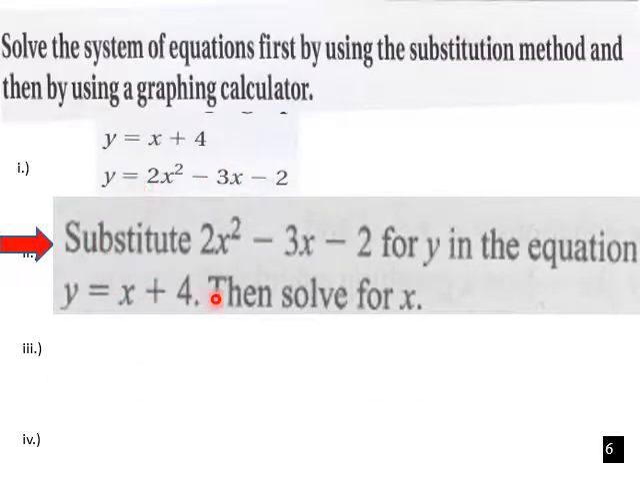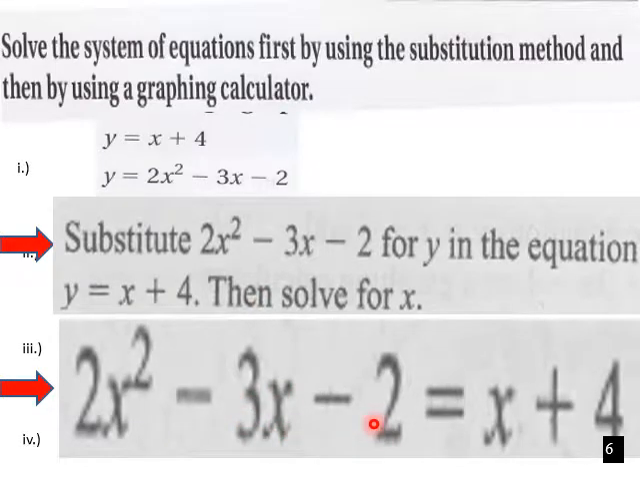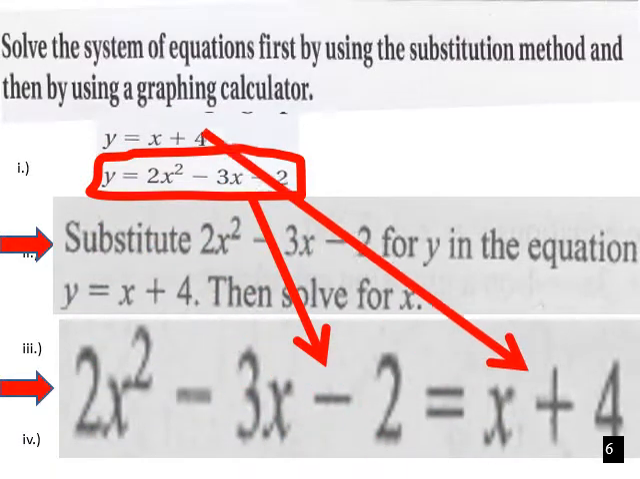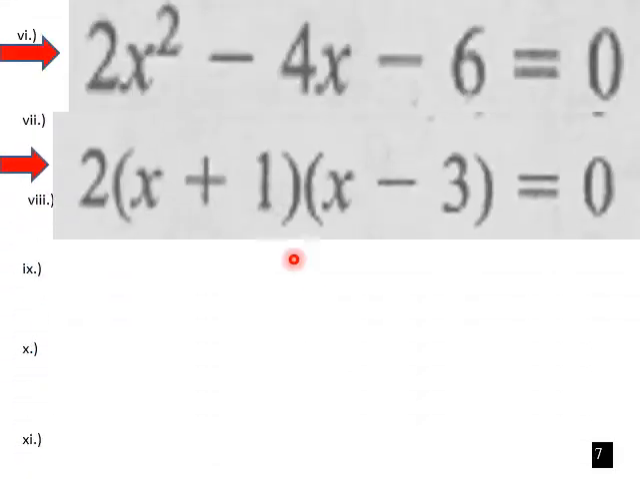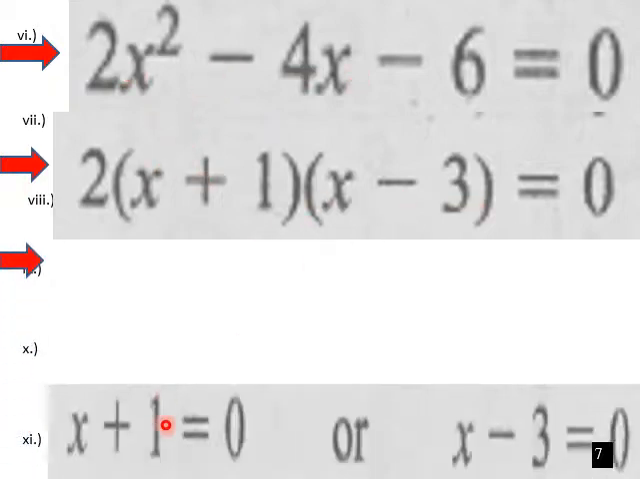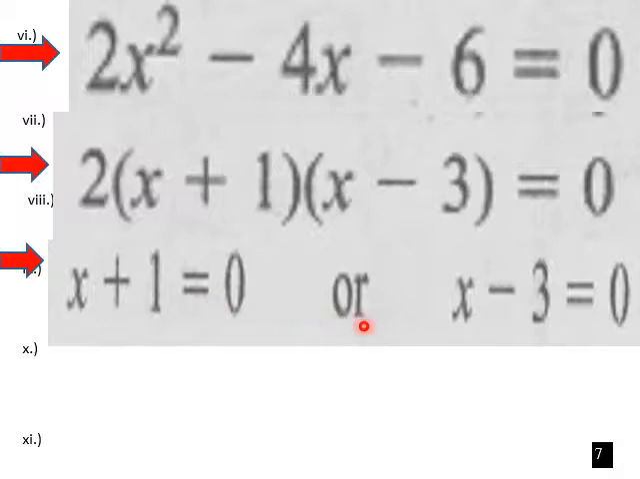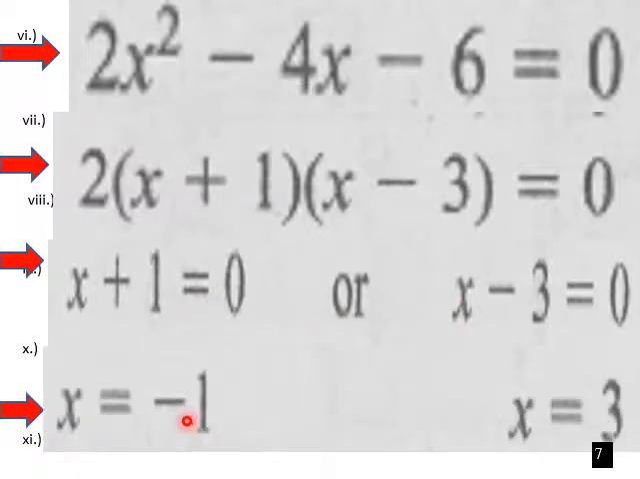There's our two equations. Substitute 2x squared minus 3x minus 2 for y in the equation y equals x plus 4, then solve for x. So 2x squared minus 3x minus 2 equals x plus 4 up here. So we do that. We combine like terms. Then we factor out 2. We get these two here. So x plus 1 equals 0, or x minus 3 equals 0. So x equals negative 1, 3.